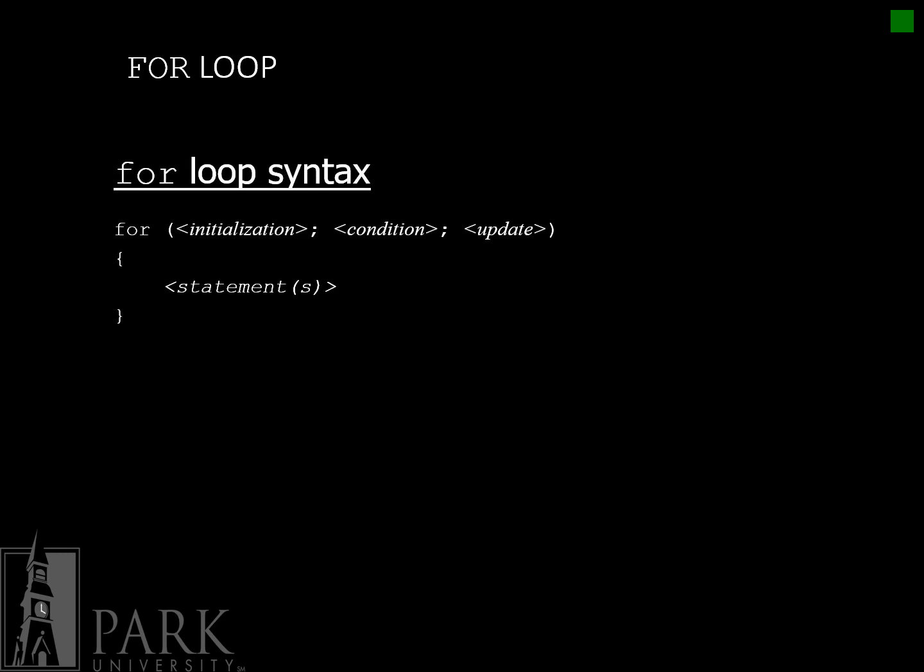So let's take a look at the syntax for the for loop. And you can see we have a starting initialization, a condition, and what to do at the end of the loop, or an update as it's known. So initialization, the condition, and update. And then inside of it, you have what's actually executed.